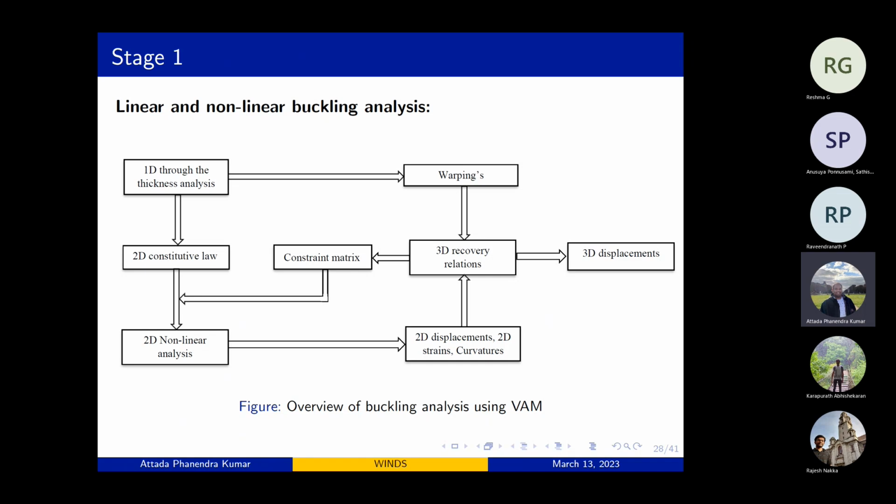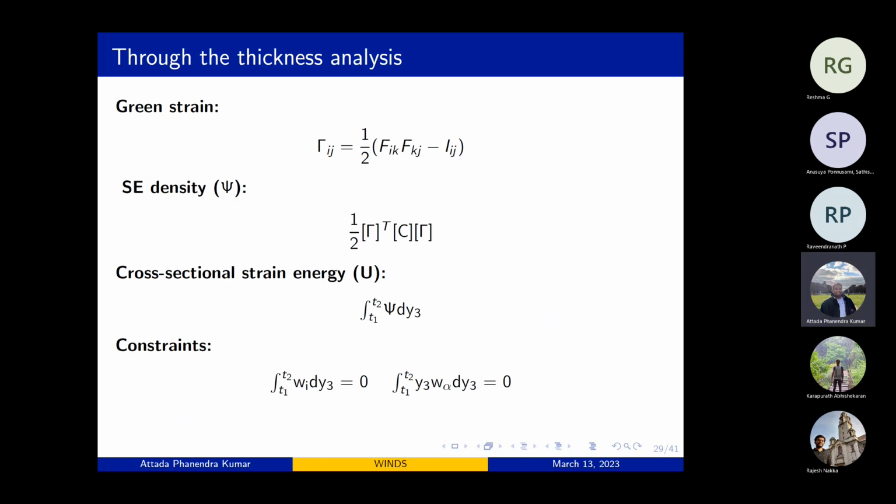So I'll be starting with the 1D through-the-thickness analysis. There are some geometrical configurations which are involved before going into this, but I am skipping that part. We will be obtaining Green strains from the deformation gradient tensor. Then we will obtain the strain energy density using these Green strains. Then we will integrate it through the thickness so that we can get the cross-sectional strain energy density, which will be differentiated for obtaining the stiffness. There are two other constraints which come for warpings. These help us to remove the rigid body motions of the normal in the deformed configuration. So that is where these constraints are going to play a role.